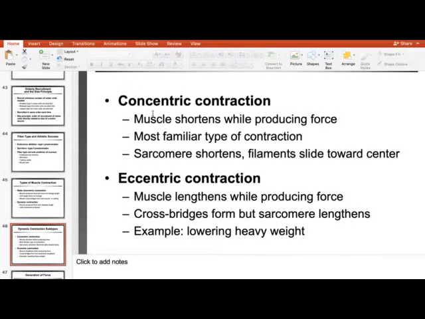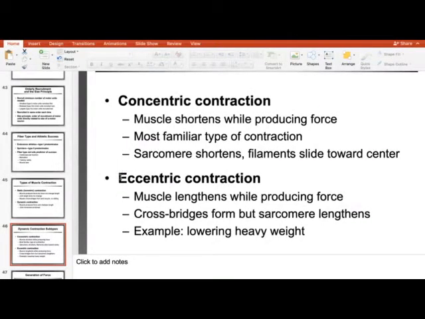So a concentric muscle contraction is with the center, towards the center, towards that M line. A concentric contraction is when all of the sarcomeres shorten. They get closer to the center. They go with the center of the muscle, concentric. And they're producing force. An eccentric muscle contraction is the opposite.